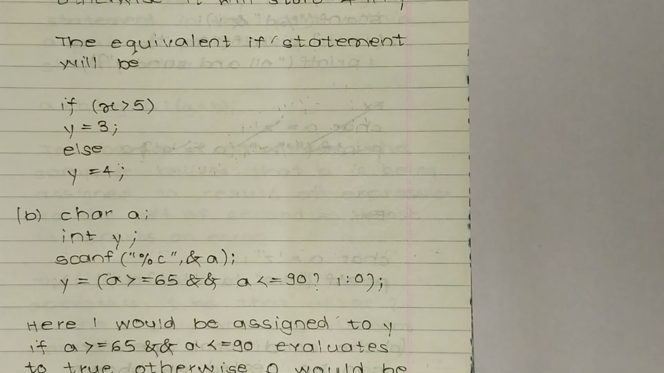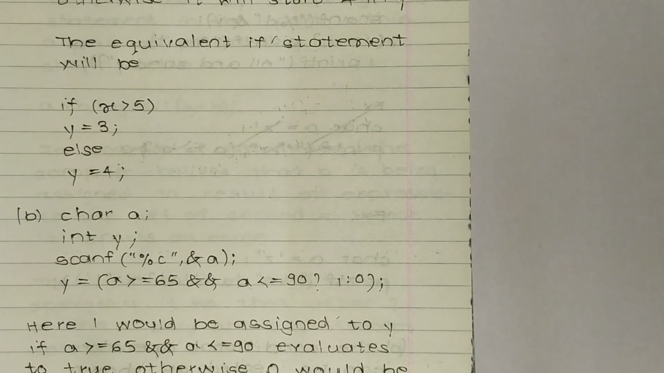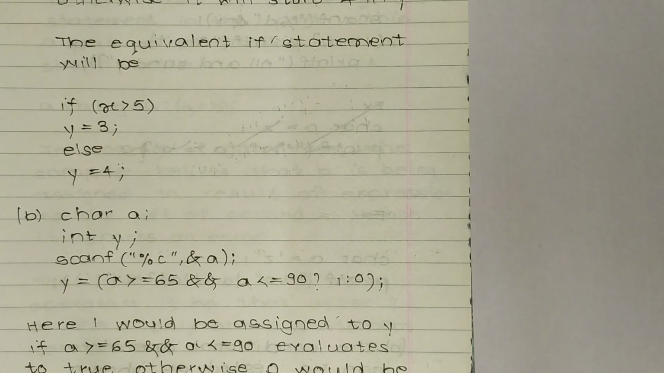Now we will see the equivalent if statement. So if x is greater than 5, y is 3, else y is 4. So this is an equivalent if-else statement for a conditional operator.